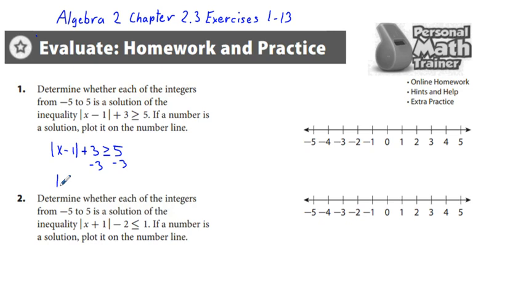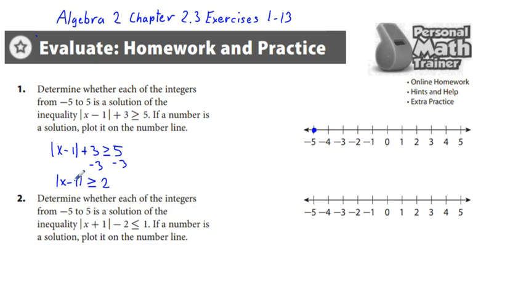So we're looking for integer values that are going to make the absolute value of quantity x minus 1 greater than or equal to 2. And we're going to try these one at a time. So if we plug in -5, we get -5 minus 1, that's going to be -6, but that -6 is going to be positive, which is greater than or equal to 2. So -5 is a solution.